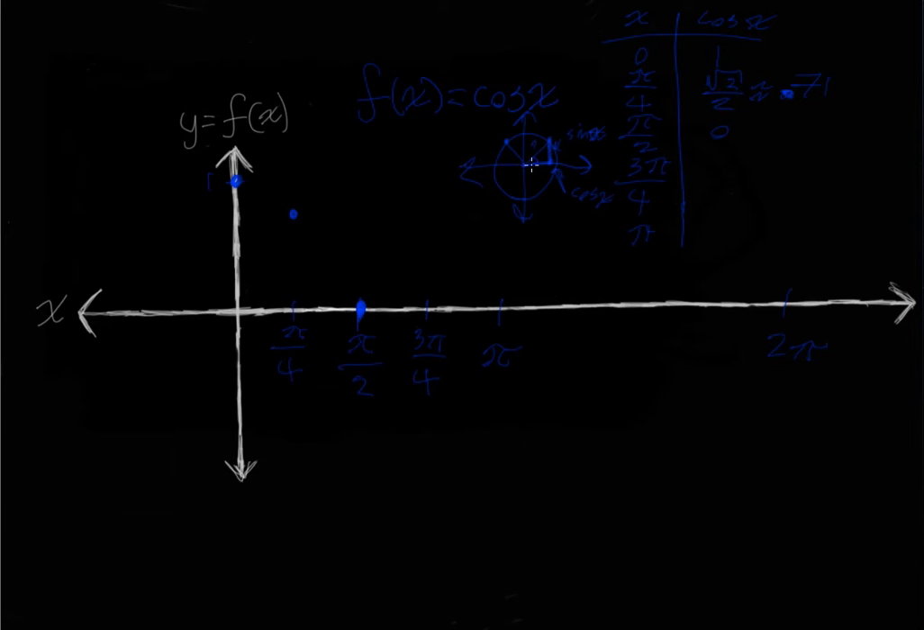So it's going to be the same as pi over 4 on the other side, but it's going to be negative. So instead we're going to have that be negative square root of 2 over 2, which is approximately equal to negative 0.71, which is going to be down here. We'll mark our 1. Negative 1. And we get to pi, cosine of pi.